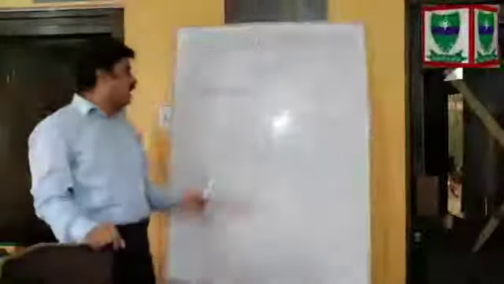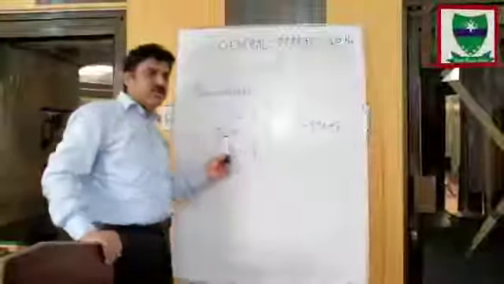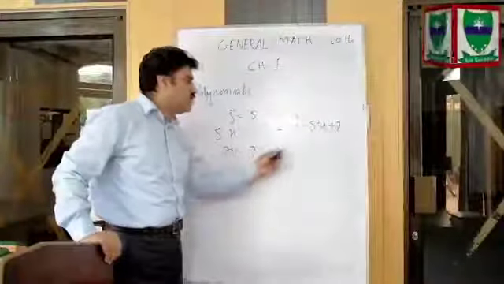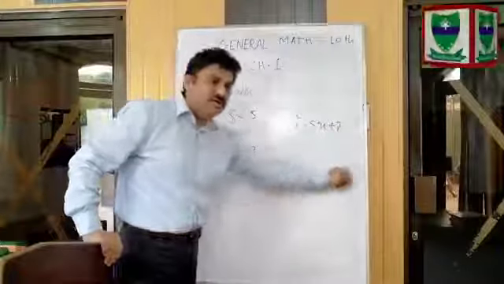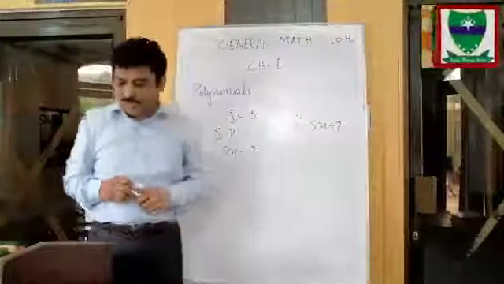And this expression, highest degree 1, we call it linear polynomial. And the polynomial which has degree 2, it's called quadratic polynomial. Similarly, a polynomial having degree 3 is called cubic polynomial.